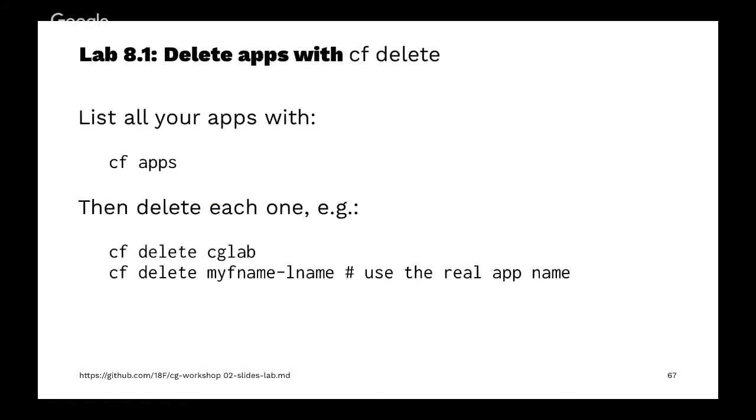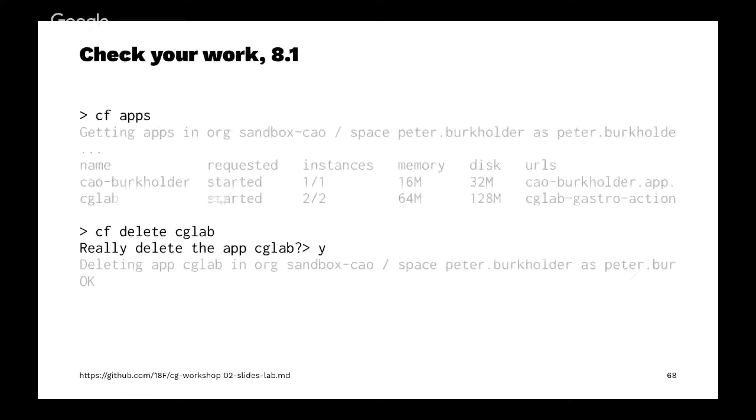To know what you need to delete, first you need to list what's running. You can list all of your running apps with cf apps, and then go ahead and delete each one. In my case, that would be deleting cglab and the Peter Burkholder app that I had done as the first demo. And you see there, you get the listing of the apps, and of course, really delete the app cglab, and yes, I mean that.